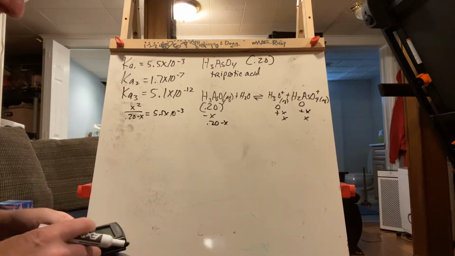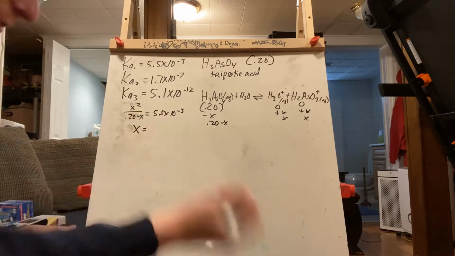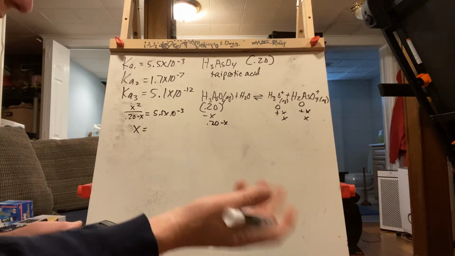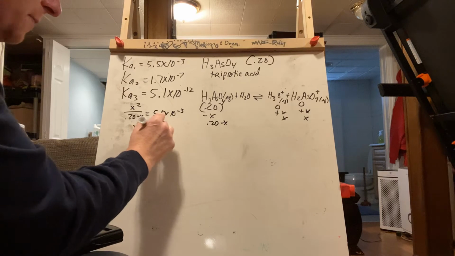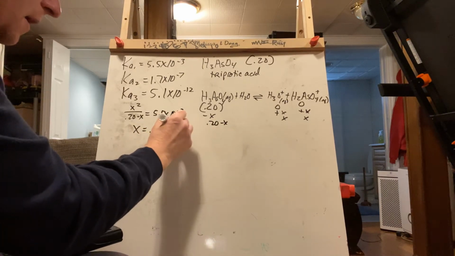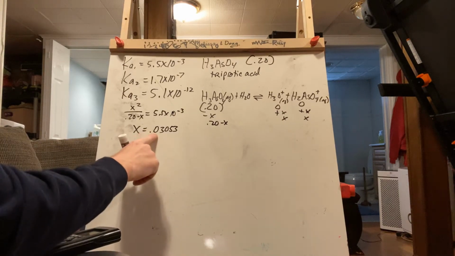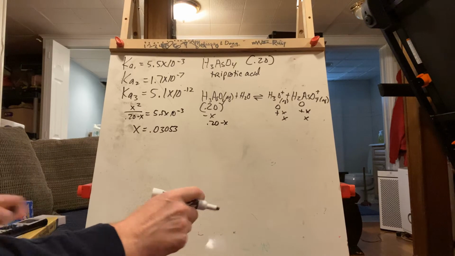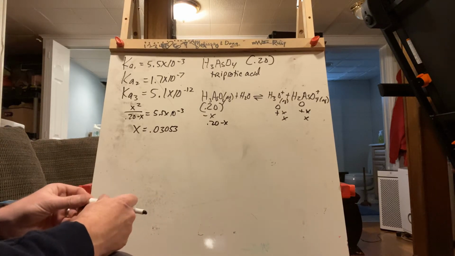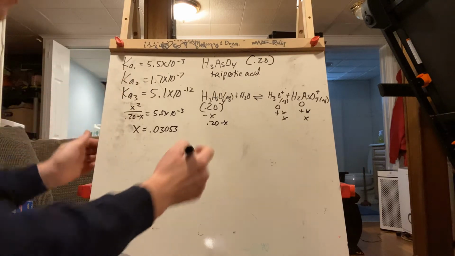So now that I have my TI-89, I found that x, I got two values, but one of them's negative, so you just discard the negative one. And it ends up getting 0.03053 as your x. And now what we're going to do is plug that in and solve for our second deprotonation.